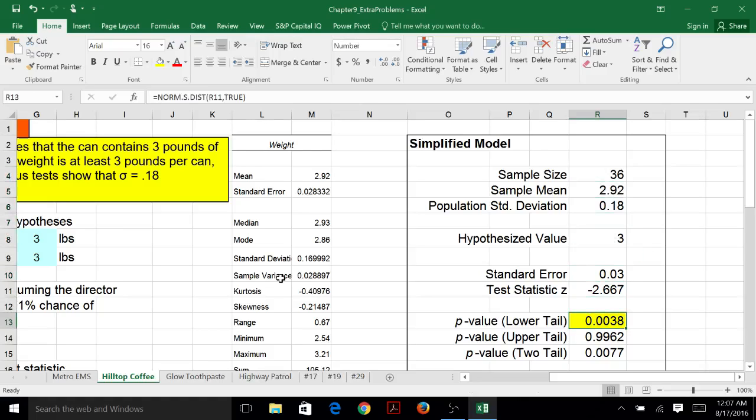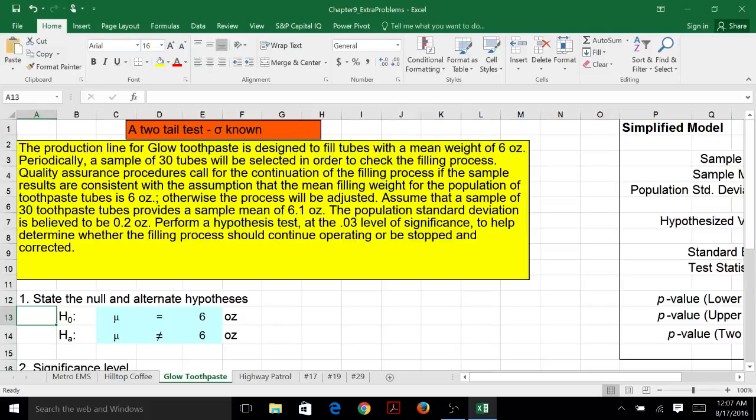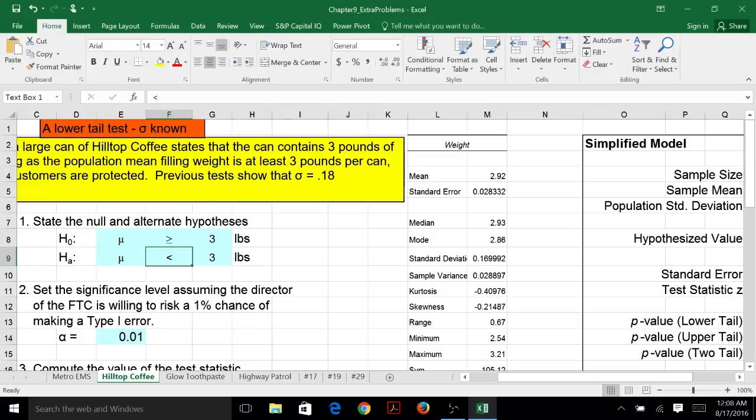Same idea. It's a lower tail test because the beak points to the left, and we're trying to see if it's underfilled. From a two-tail perspective, same idea: filling 30 tubes of toothpaste. The label says 6 ounces. For quality assurance, you want to see if it really is 6. So you want the assumption that the mean filling weight for the population is 6 ounces. That's an equal. Notice the previous one was at least, meaning greater than or equal to.